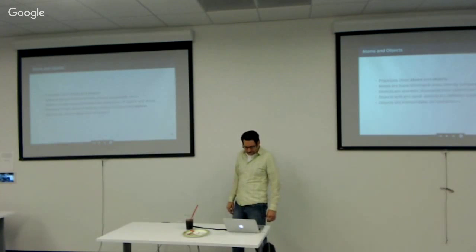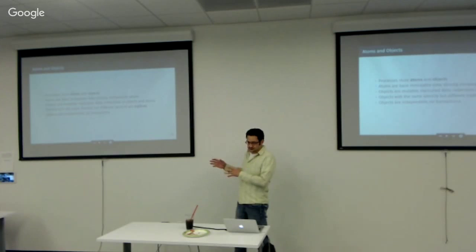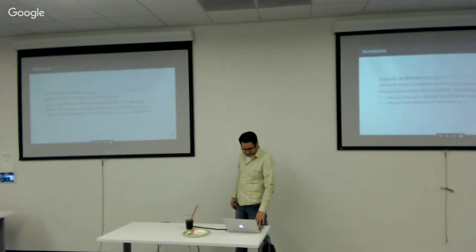Then you have objects, which are mutable, replicated data, and they are collections of other objects and atoms. Objects with the same identity but different location are replicas, and objects are independent of one another. So there's no concept in this model of transactions. Something that is an open topic of research in the realm of CRDTs, but it's not covered.